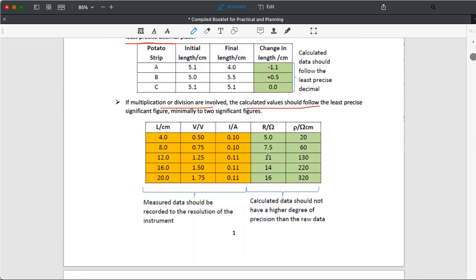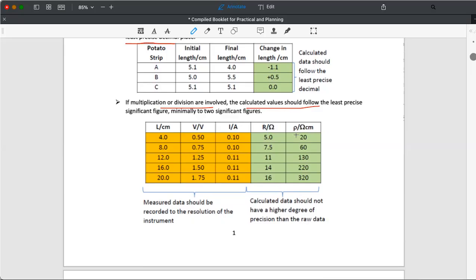Then resistance. The resistance is a calculated value by taking V divided by I, correct? So it is obtained by the division of V and I. Therefore, it is not a dependent variable here. It is calculated data. The calculated data should not have a higher degree of precision than the raw data. So if the raw data shows 2 significant figures, your calculated data should also be 2 significant figures. Between V and I, the highest is 3 significant figures, the lowest is 2 significant figures. So this must be in 2 significant figures. Therefore, you see that for 11, 14, 16, it's 0.0. It's all 2 significant figures. Be very careful about that.